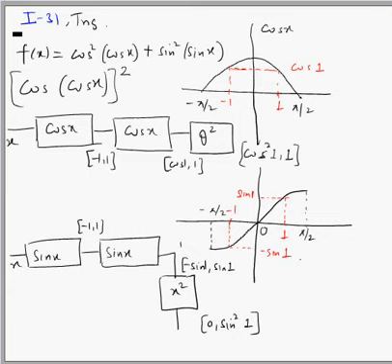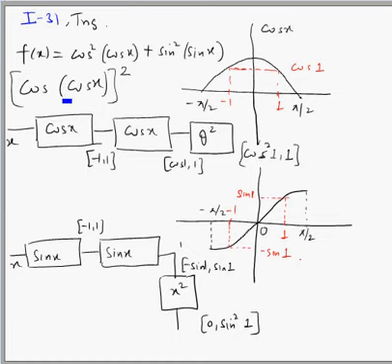This is illustration 31, trigonometry. Now f(x) is the function cos²(cos x) + sin²(sin x), and we have to find the maximum value of f(x). To find the maximum value of f(x), we'll take this into two parts.